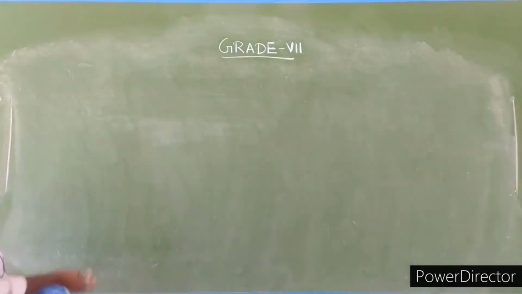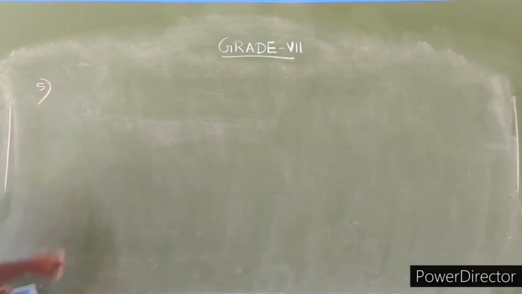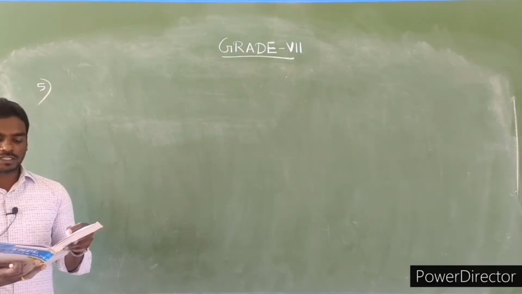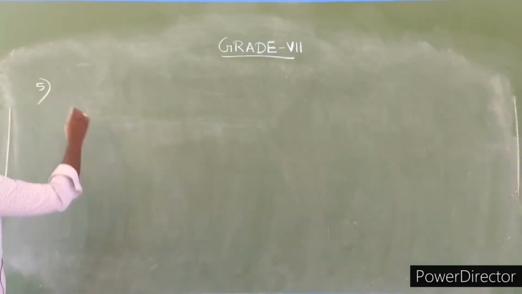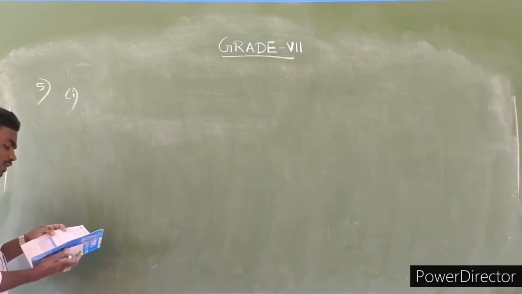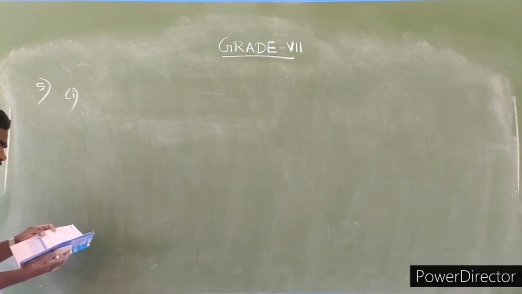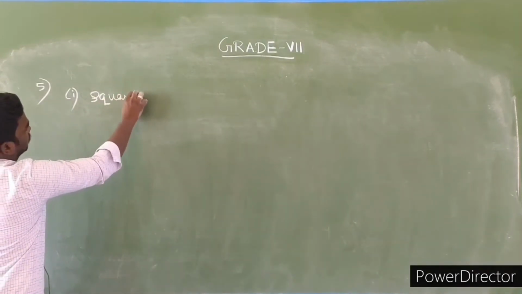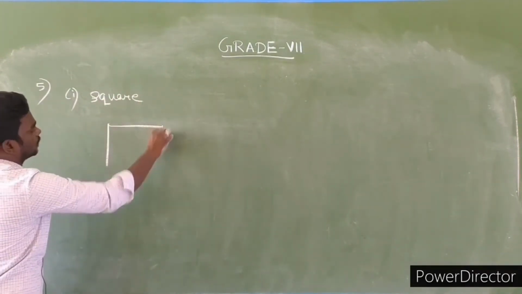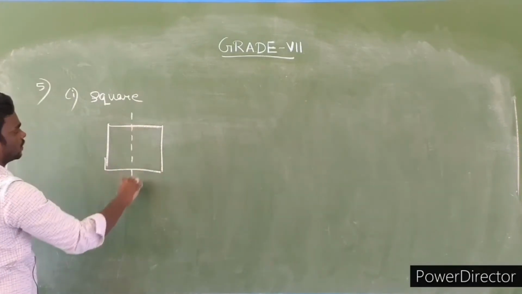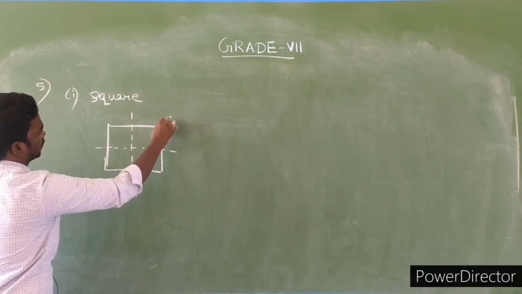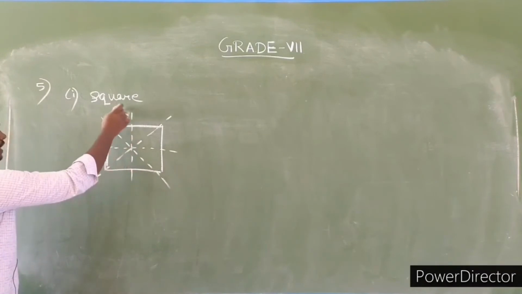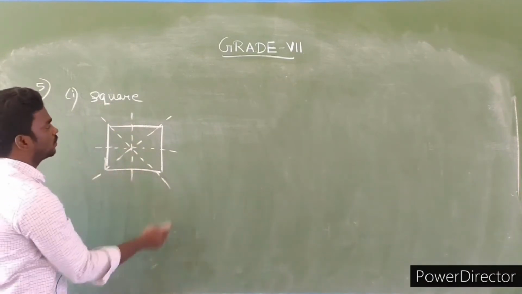Next, what is the fifth pattern? The fifth pattern is: name the quadrilateral which has both line symmetry and rotational symmetry of order more than one. So we know a square. A square has 4 lines of symmetry, and the rotational symmetry is also of order 4. So a square has both line symmetry and rotational symmetry of order more than one.